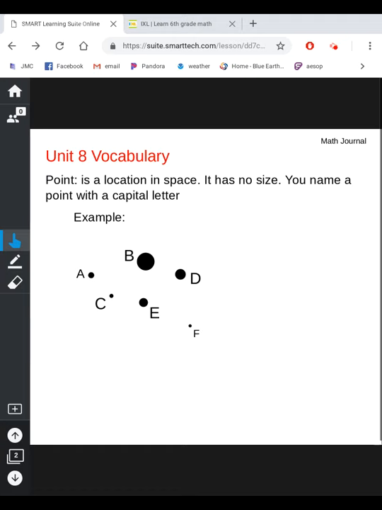Our first one is point. Point is a location in space. It has no size, and you can name it with a capital letter. So when you're dealing with points in math, again, there is no size, so they can be different shapes. And you'll notice that each of those points is labeled with a capital letter. So again, point is a location in space. It has no size, and you name the point with a capital letter.